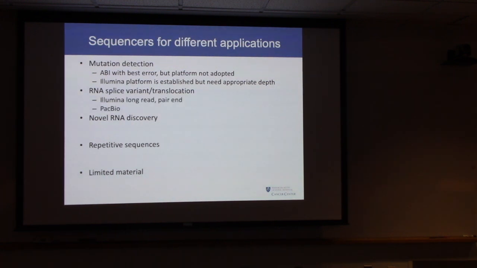RNA splice variants, there are some limitations with Illumina here. They do have long read, paired-end reads. They did buy PacBio, so they now have this capability of looking at splice variants and translocations. They're looking at novel RNA discovery. This is really a combination of PacBio or total RNA-seq and Illumina, which is different than mRNA-seq.